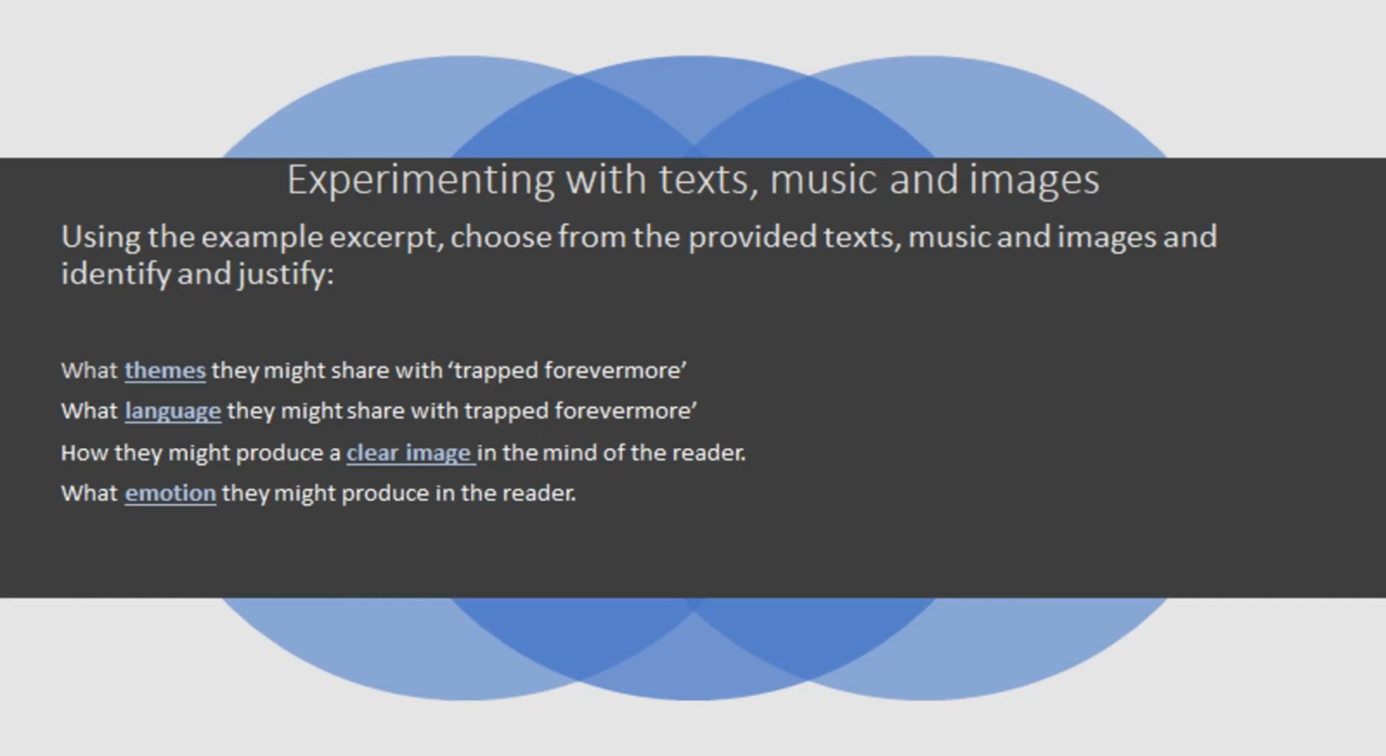For now, however, as practice in linking a hybrid element to a story, you will take the same Trapped Forevermore excerpt and experiment with some provided hybrid element examples to see what meaning is produced. You will choose from the provided list and identify how each element might share similar themes and language with Trapped Forevermore, how they might produce a clear image in the mind of the reader, and what emotion they might produce in the reader. You will justify your ideas, drawing clear examples from Trapped Forevermore and your chosen element.